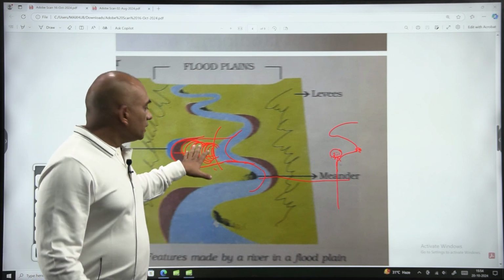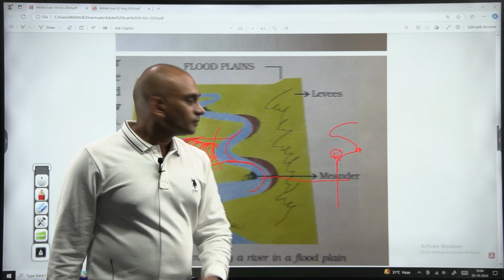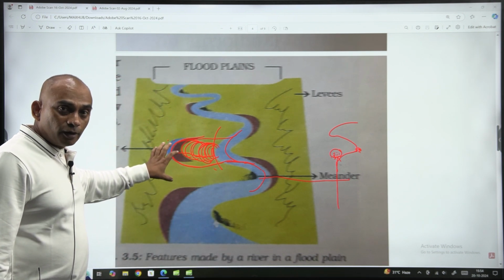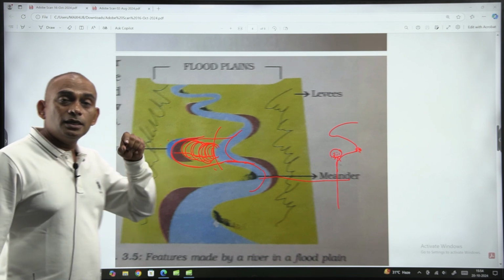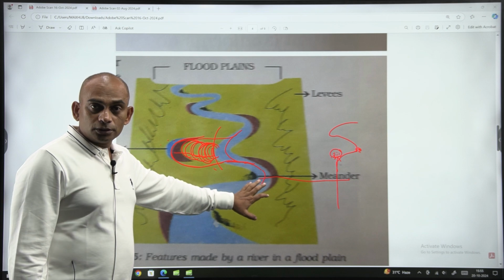So that bend now turns into an oxbow lake. So this oxbow lake is another landform created by this running water.